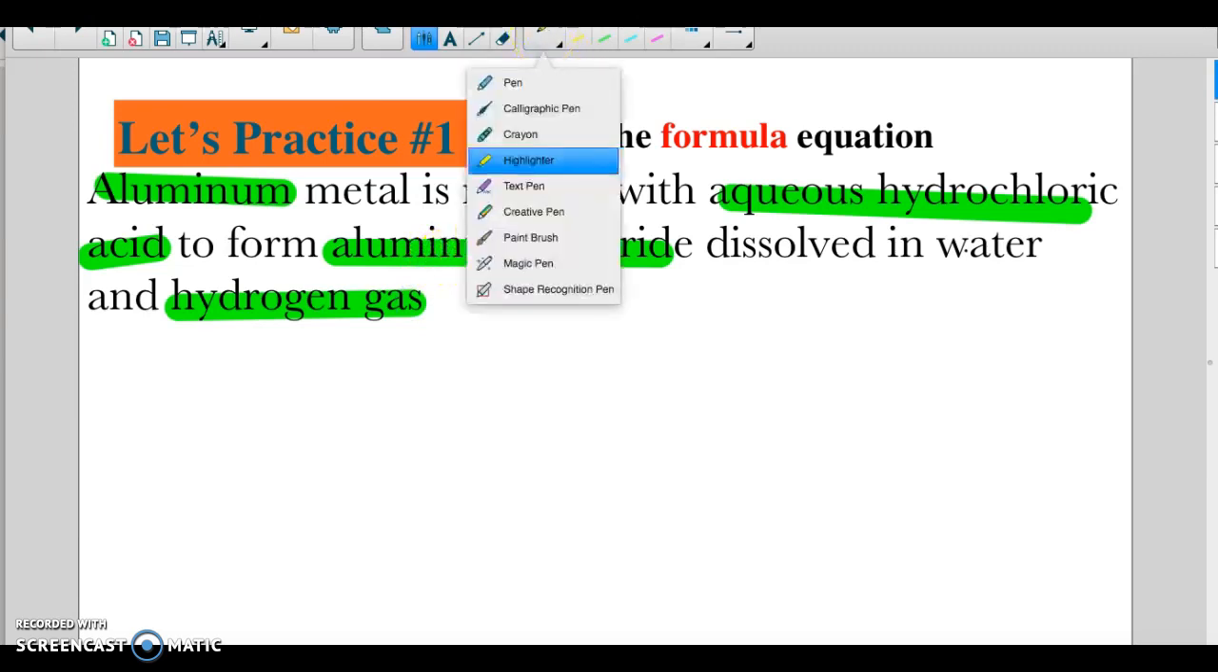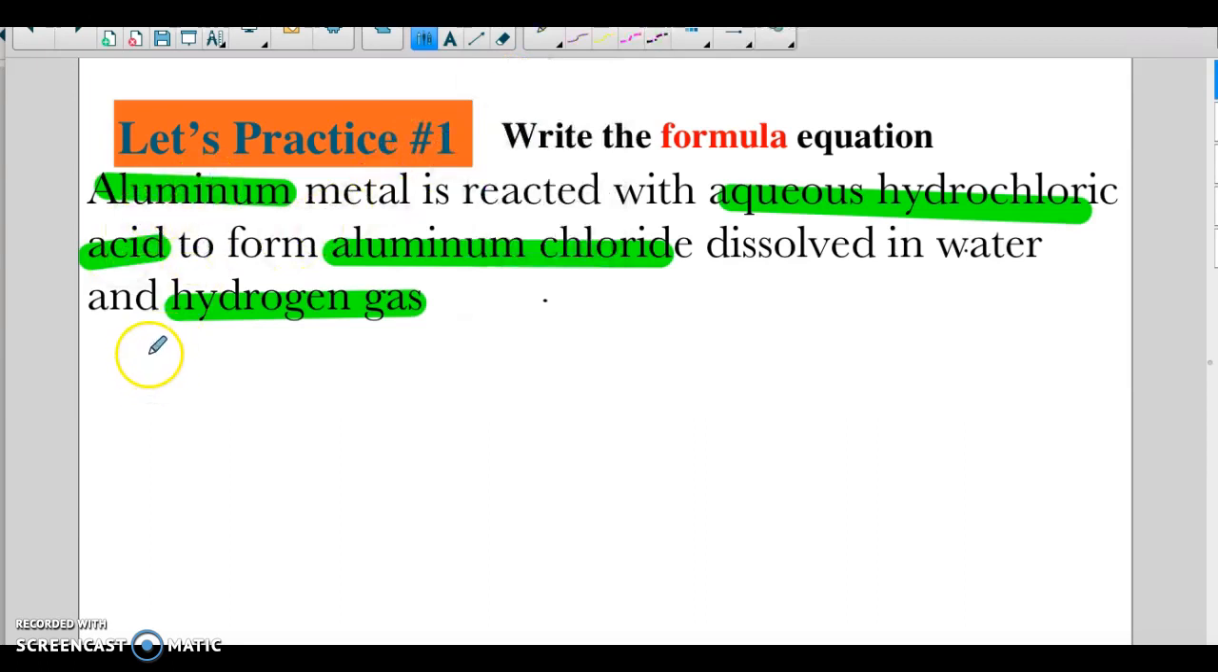And then I want to start writing this out. So aluminum, and all of our metals, are just single. They're not diatomic, and it's a metal. All metals except for mercury are solid. They don't say solid, but we know it is. And then we have aqueous hydrochloric acid. If you remember the acid naming, we're reversing that. We know it's got a hydrogen in it, no oxygen, so that means it's going to be with chloride. They're both equal in charge, so it'll just be HCl.